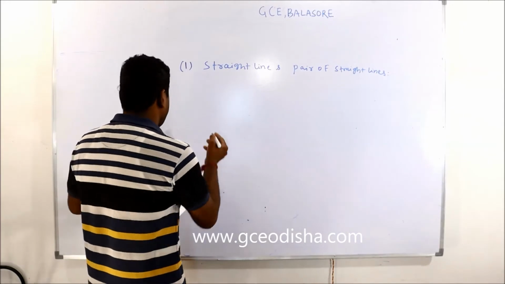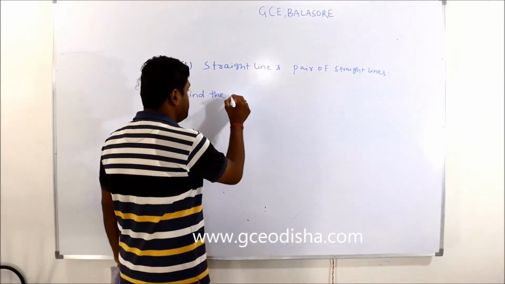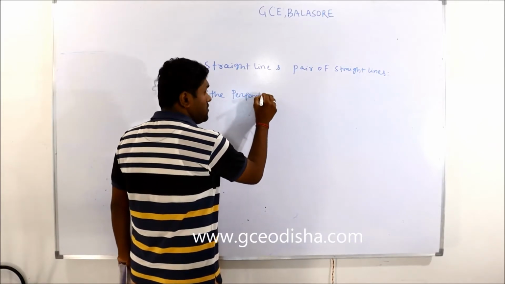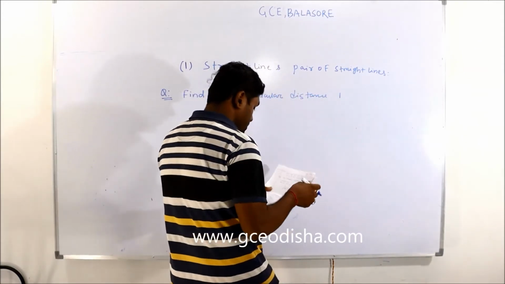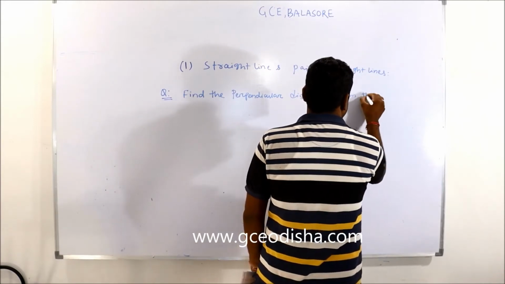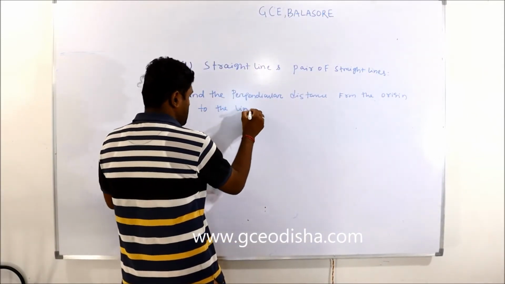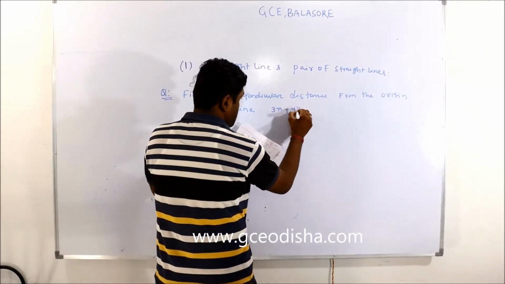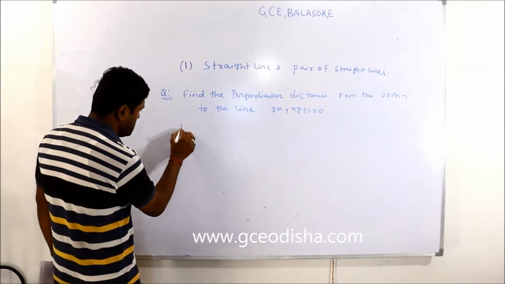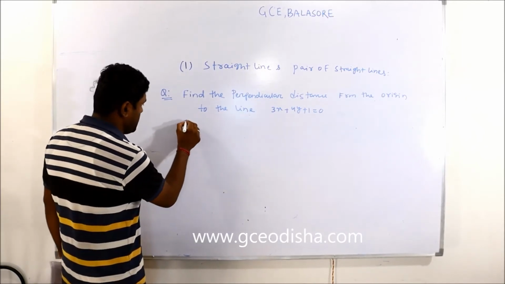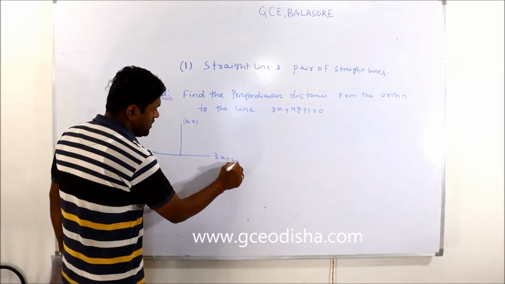Find the perpendicular distance from the origin to the line 3x plus 4y plus 1 is equal to 0. What is the question? Find the perpendicular distance from the origin, which is generally denoted as (0, 0), to the line 3x plus 4y plus 1 is equal to 0.